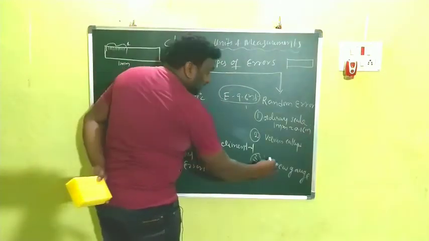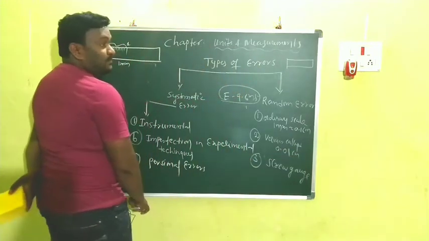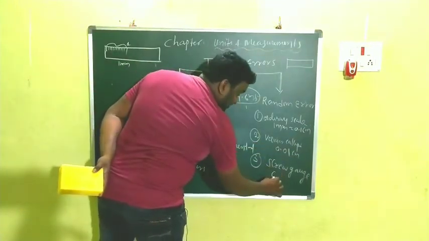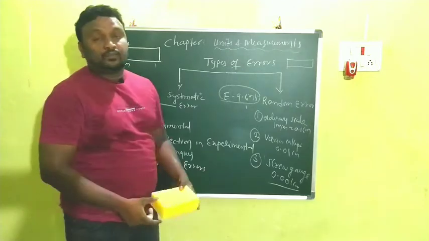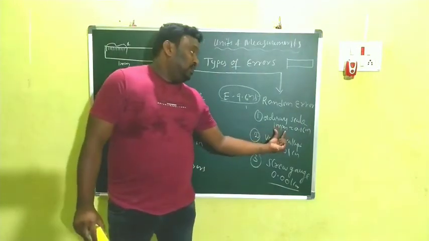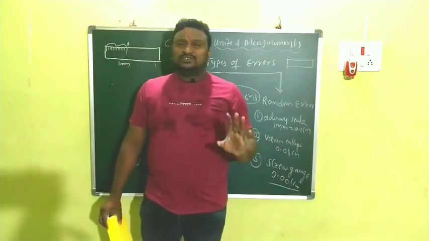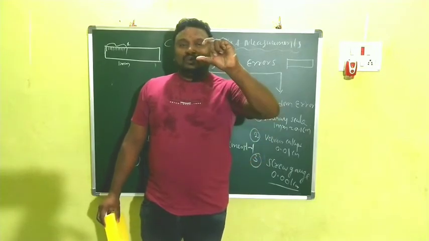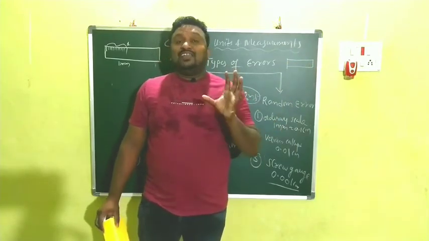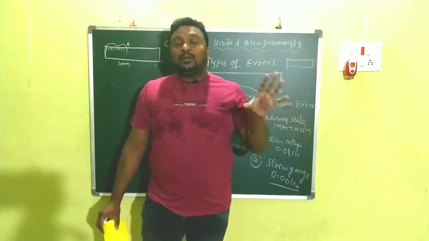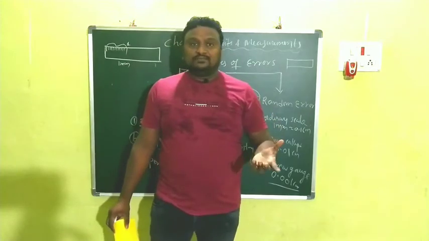For vernier calipers, each division is 0.01 centimeter. Clear? And for the screw gauge, it is 0.001 centimeter. Got it, children? Here 1 millimeter is equal to 0.1 centimeter. Don't confuse. There is only one glass slab. The activity given is finding the length of the glass plate or glass slab by using different instruments.